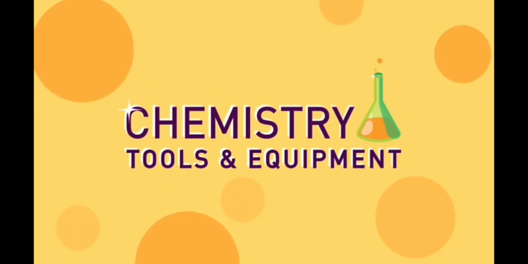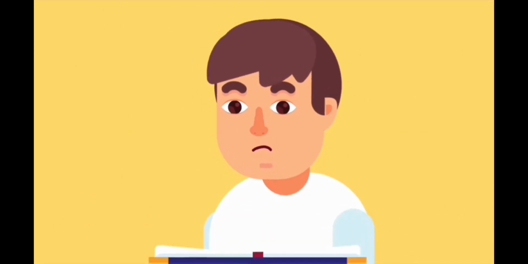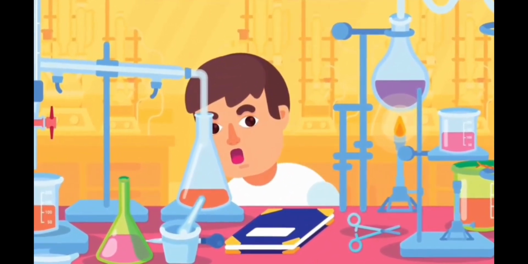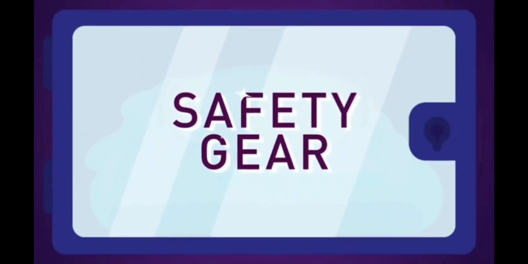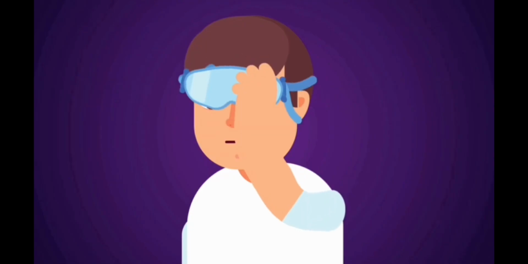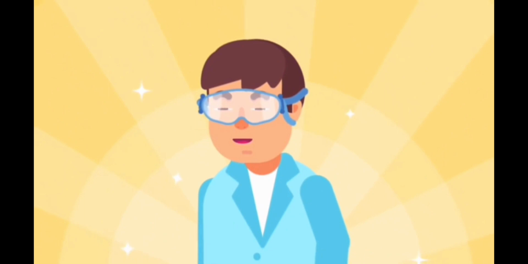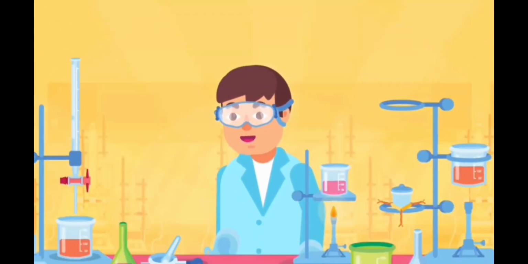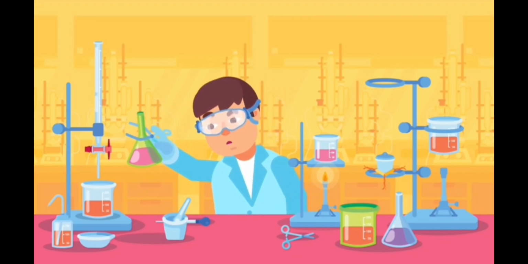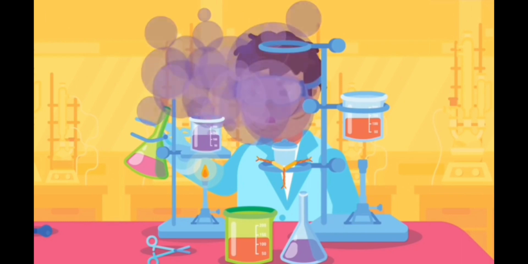Chemistry tools and equipment. Before we begin with the principles of chemistry, let us review what kind of glassware and equipment we use to study this broad subject. Safety gear. One of the major things we often ignore is wearing a safety gear. This includes goggles, a pair of latex gloves, and a lab coat. This not only makes you look cool and makes you feel like a responsible scientist, but also protects you from all kinds of chemicals you may be coming into contact with, knowingly and unknowingly.